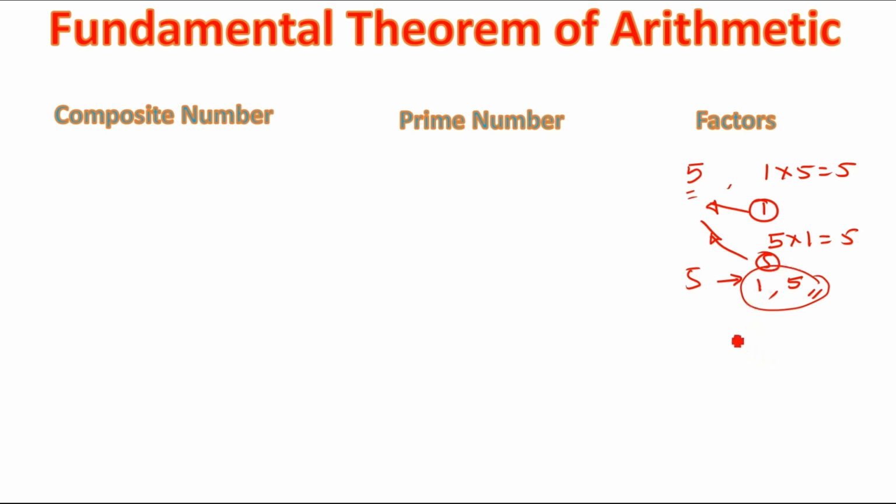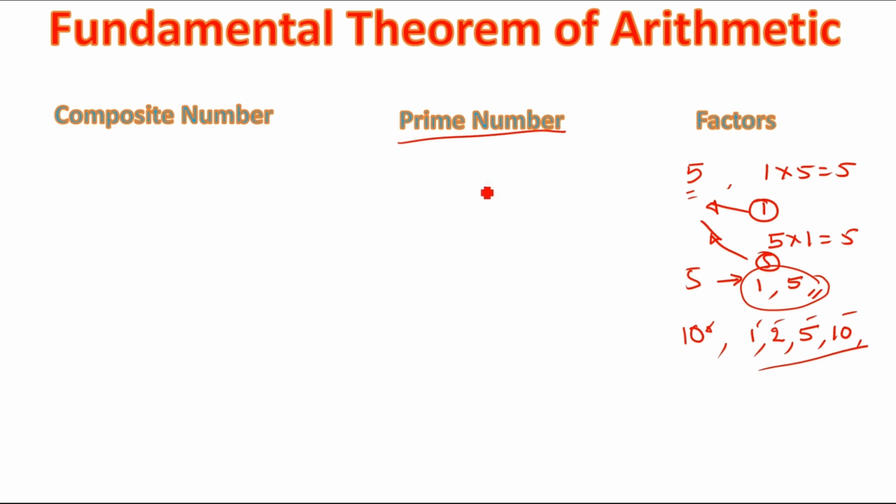Okay, if you take another number, say 10, what are the factors of 10? 1 tens are 10, 2 fives are 10, 5 twos are 10, and 10 ones are 10. Will any other number divide 10? No, right? So the factors of 10 are 1, 2, 5, 10.